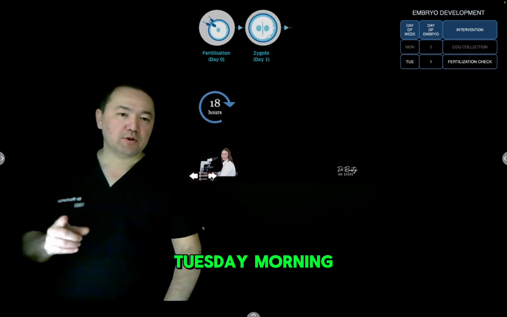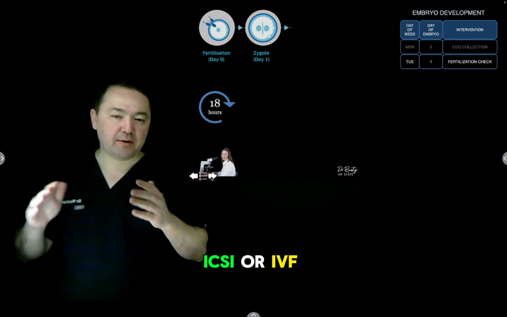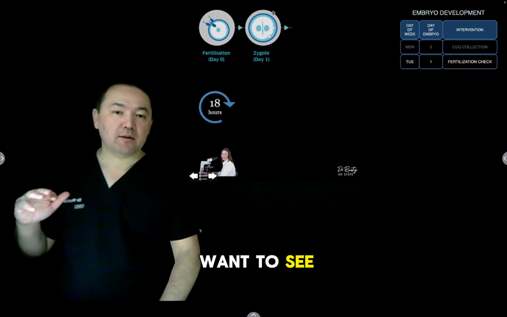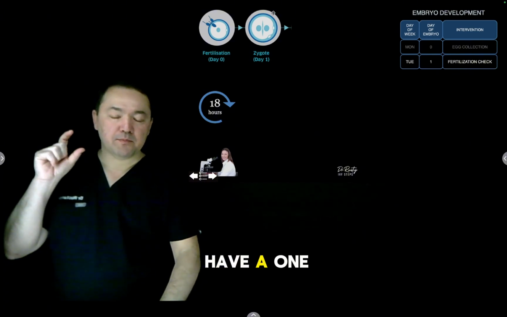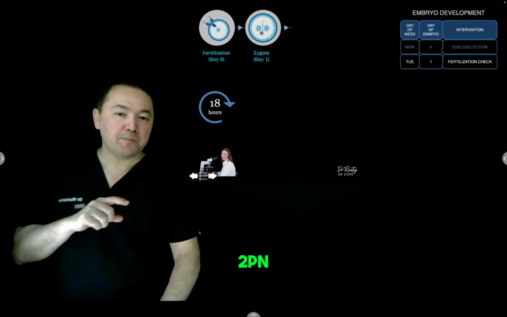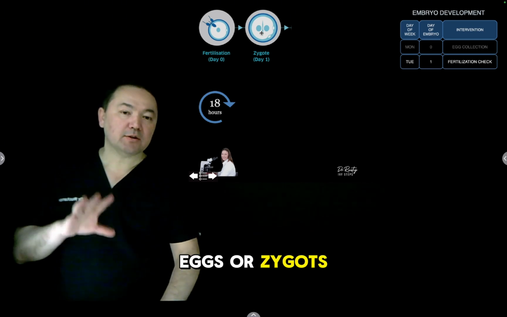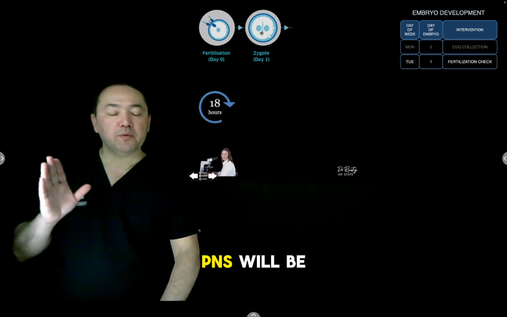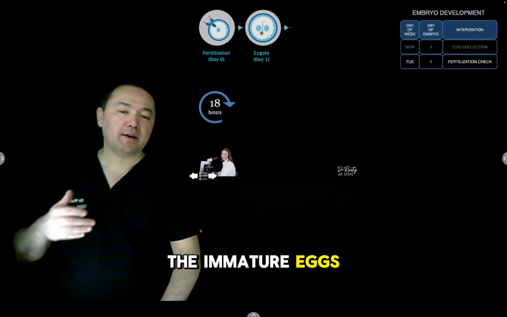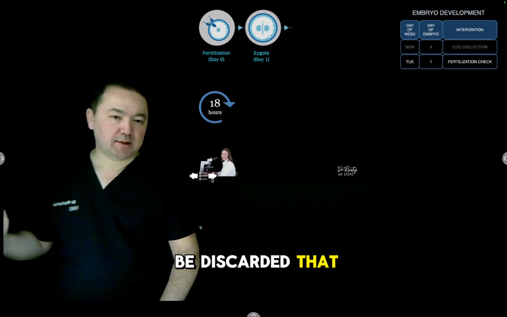So next morning, Tuesday morning, the embryologist checks for fertilization. Whether you're doing ICSI or IVF, they check for fertilization at the same time, and they really want to see a zygote, which means a one-cell egg with 2 nuclei. It's called 2PN. So you really want to get 2PN eggs or zygotes on the first day. All 2PNs will be put in the incubator for growth, and all other immature eggs or abnormally fertilized or degenerated eggs will be discarded that day.